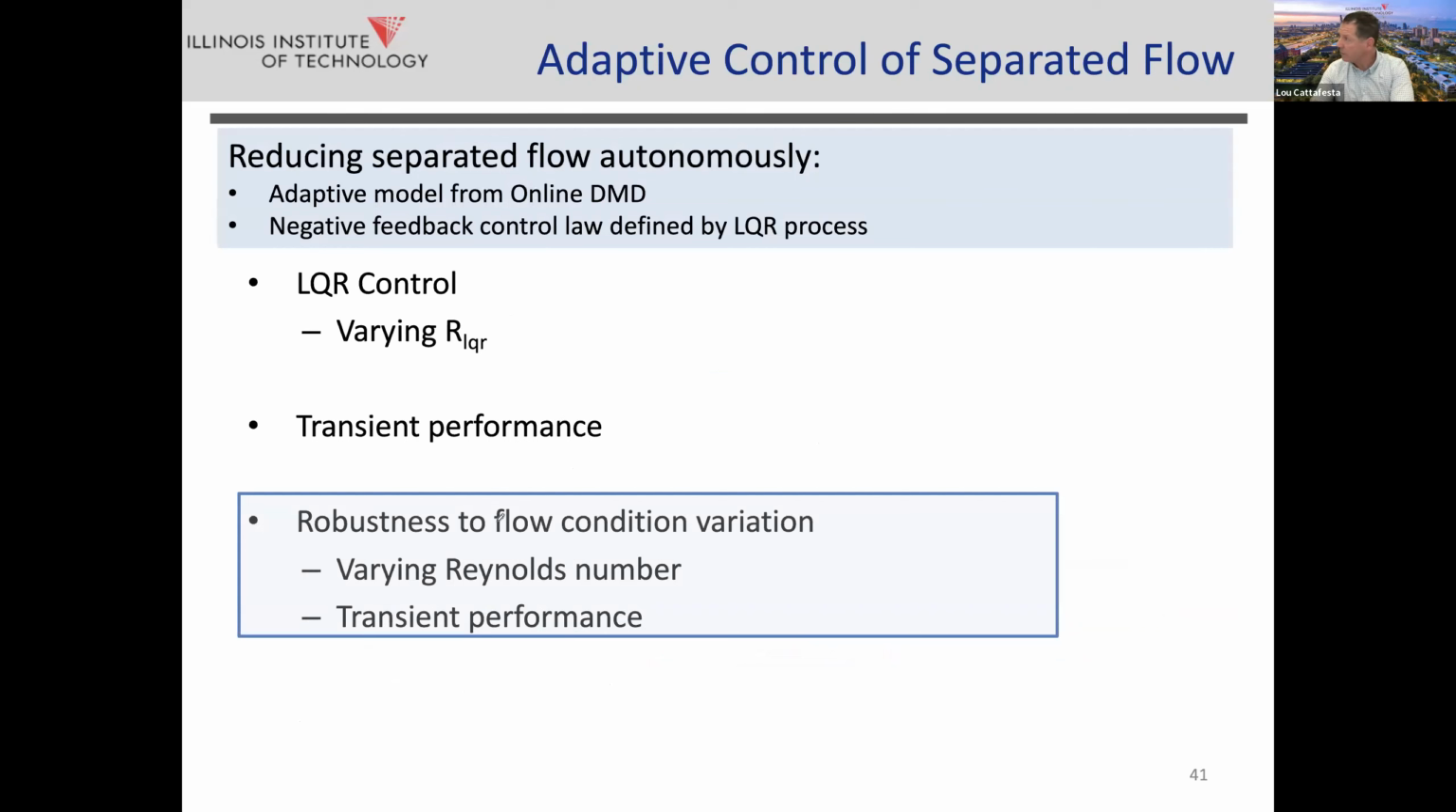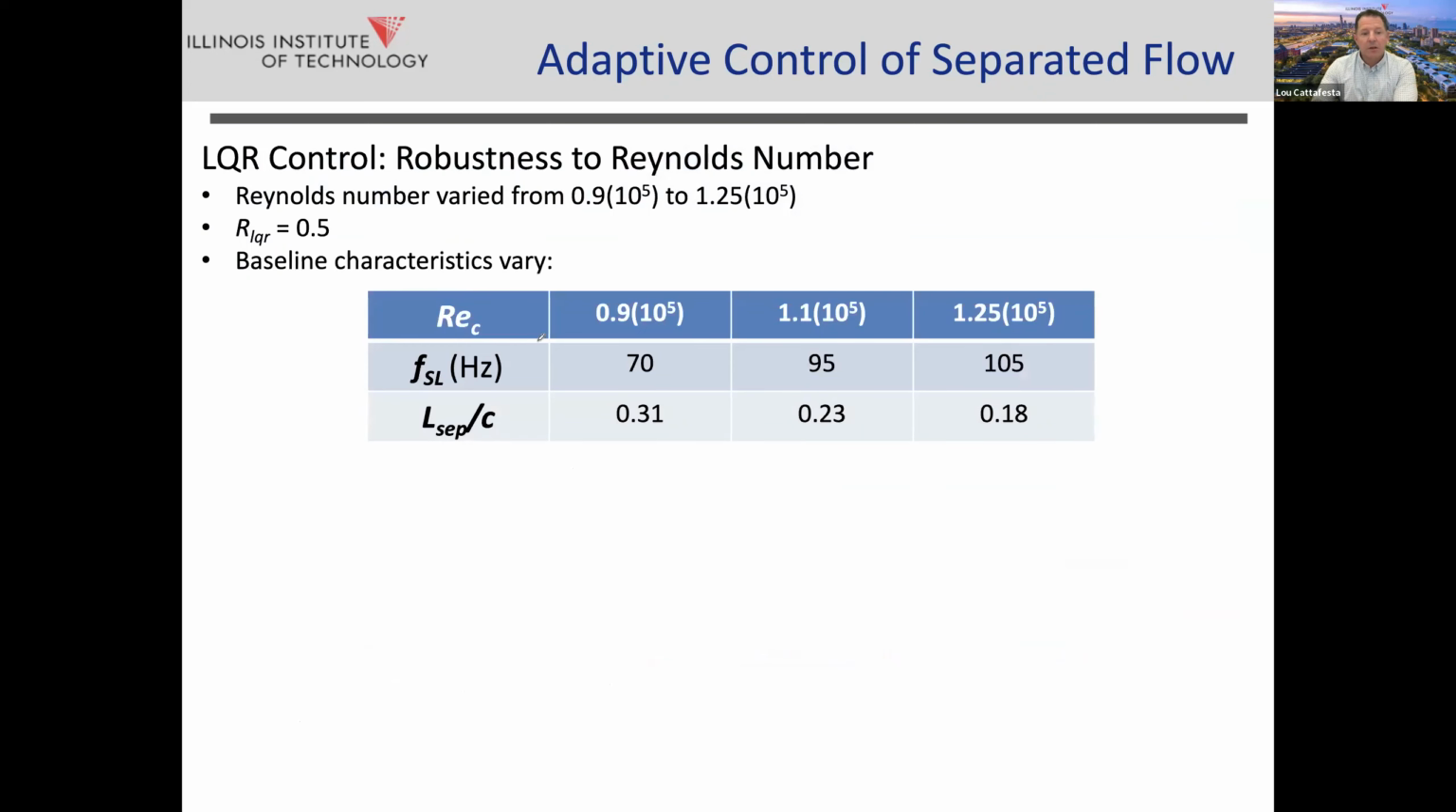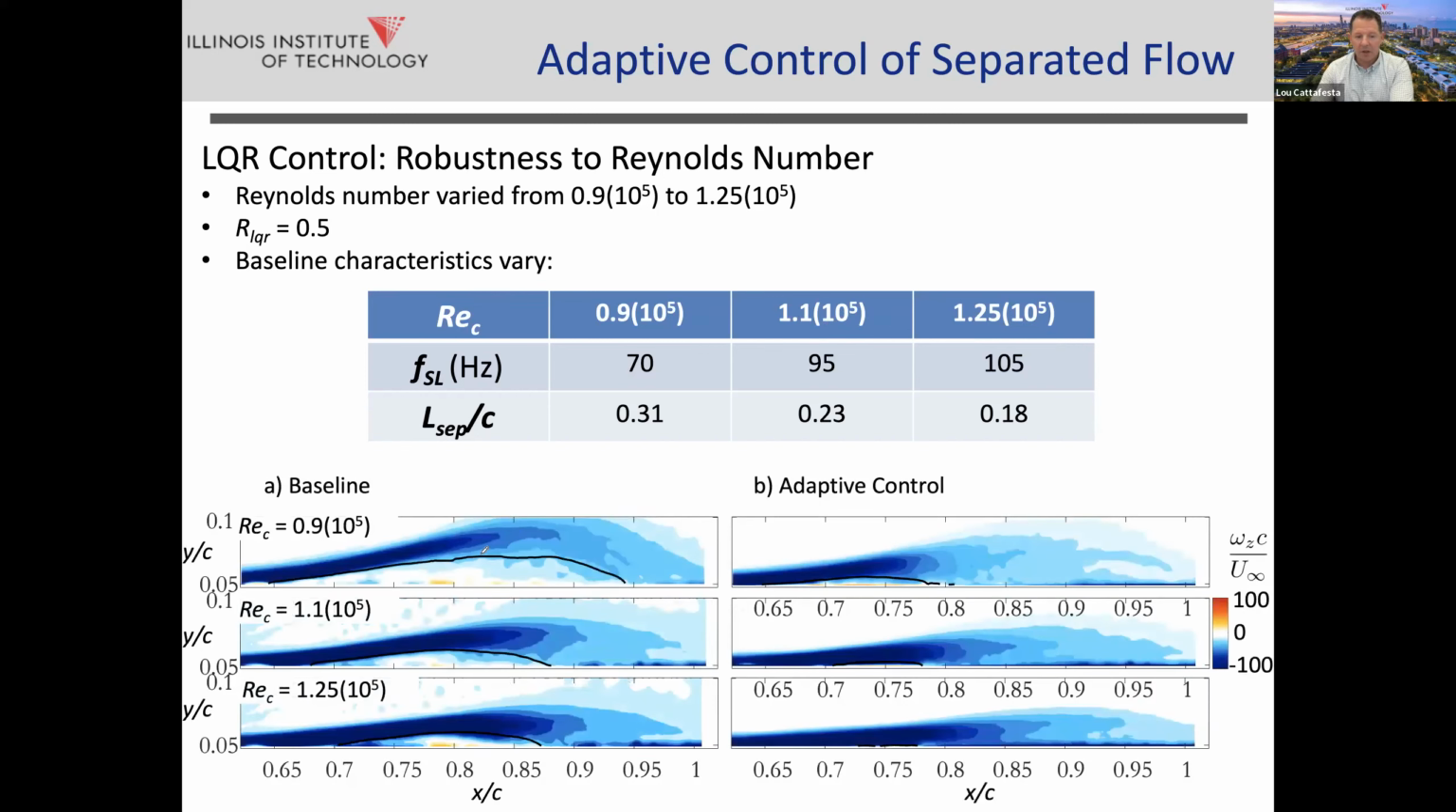So finally, in the interest of time, I'll just show you how robust is this control to varying the Reynolds number and how fast is it. So you can imagine, remember the baseline Reynolds number that I showed you was around 100,000. So if we lower the tunnel speed, we get lower chord Reynolds numbers and the shear layer frequency will go down. On the other hand, if we increase the tunnel speed, okay, in this case to 1.25, the shear layer frequency will go up. And we get corresponding changes in the baseline uncontrolled case. So lower Reynolds number leads to larger separation bubbles in the baseline case.